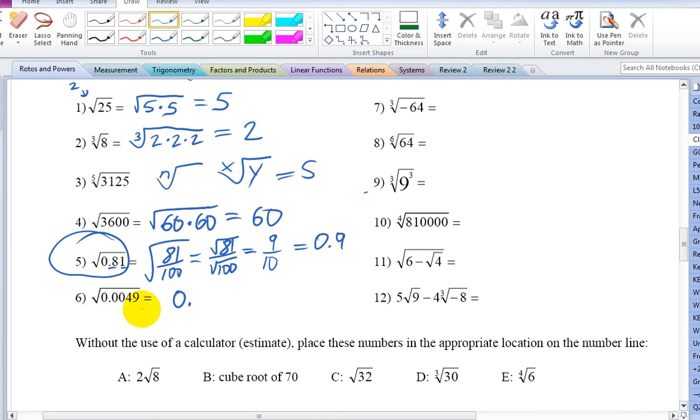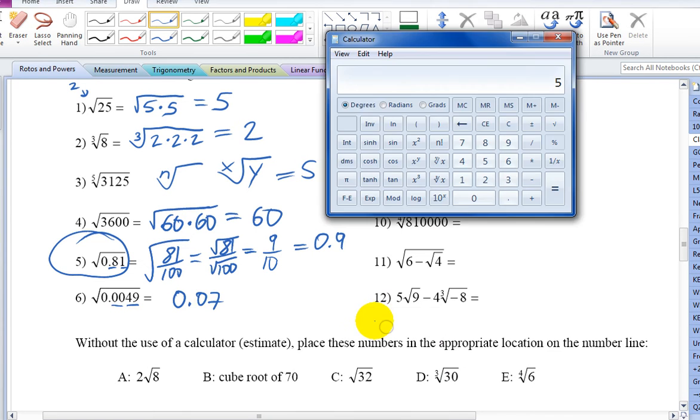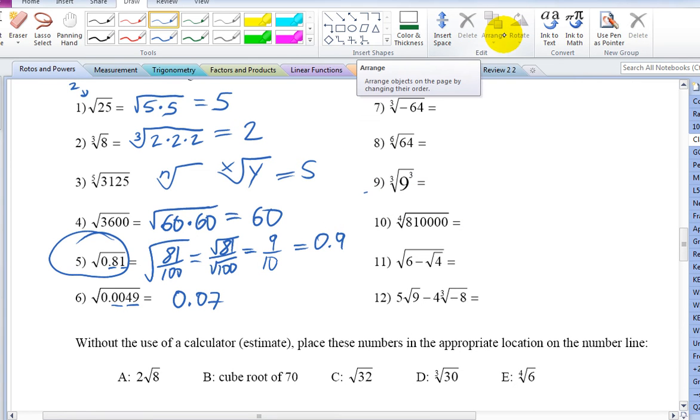I mean, root 49 is 7. So what do you think this is going to give you? From 4 decimals, you'll go to 2 decimals, I bet. Try it on your calculator and see. Does that work? Am I right? Maybe I'm just blowing hot air. The square root of 0.0049. Hey, look at that. Okay, so it's a bit of a pattern there with your decimals.